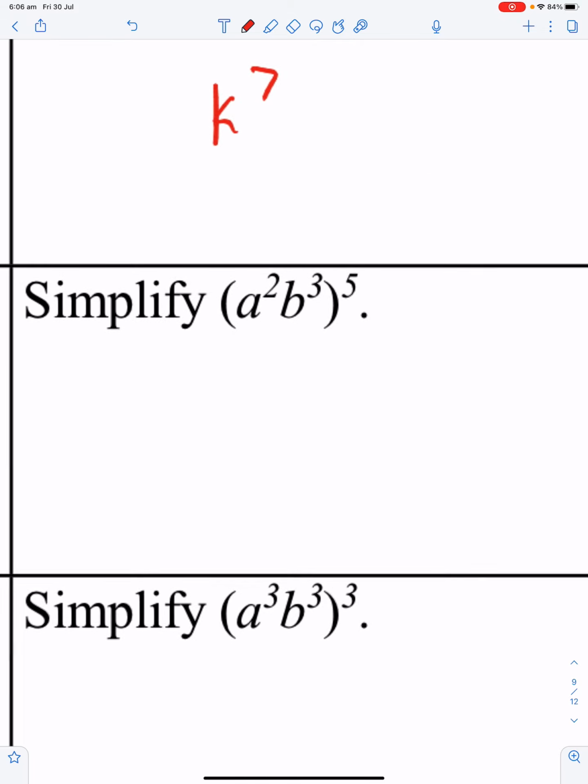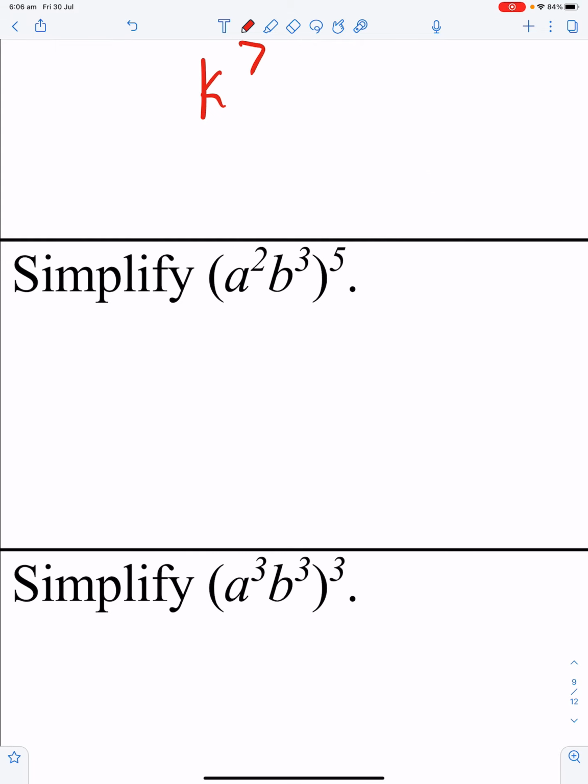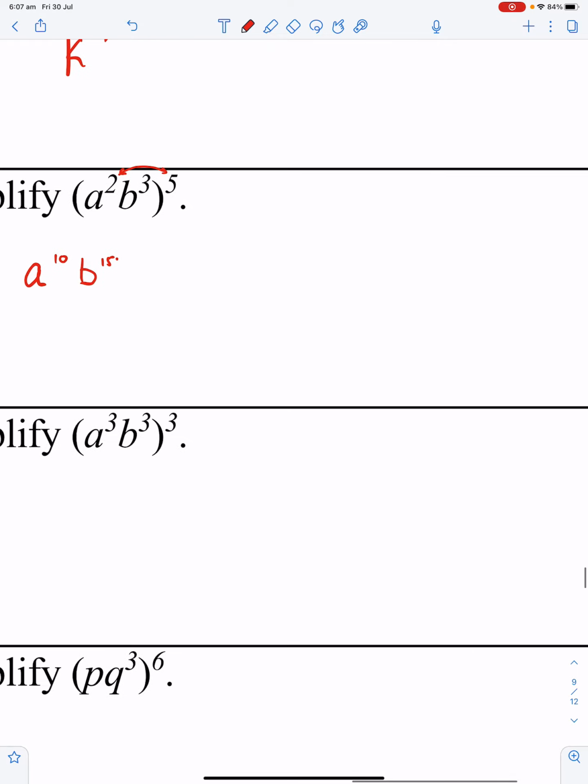Now what happens when inside the bracket you've got a to the power of 2, b to the power of 3, then to the power of 5? Very simple. You follow the same rule. You write down a, and you do 2 times the 5, which is 10. Then you write down b, and you do 3 times the 5, which is 15. So the same rule applies regardless of how many different pronumerals are inside the bracket.